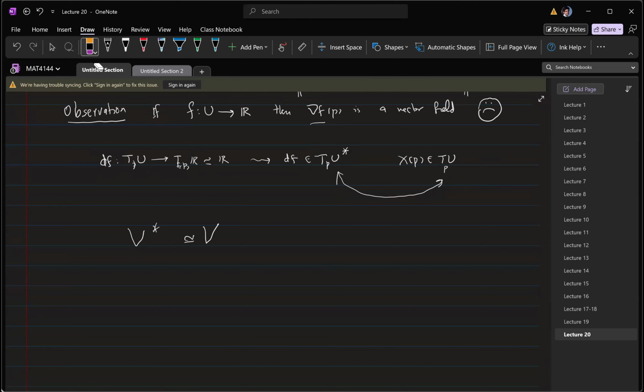Okay. Can anybody describe the canonical isomorphism, for a finite dimensional vector space, between V and V double star, the dual of the dual? Some of you should know this.